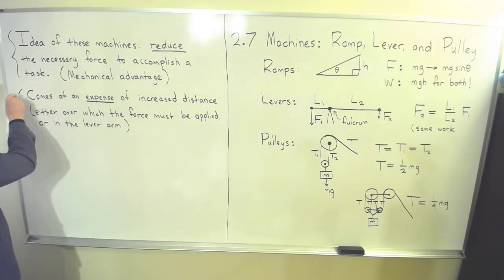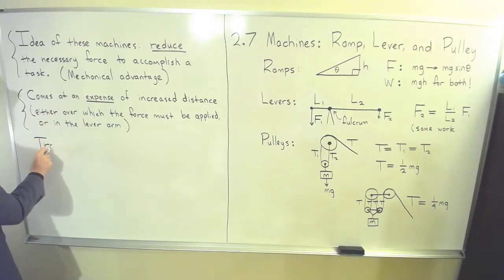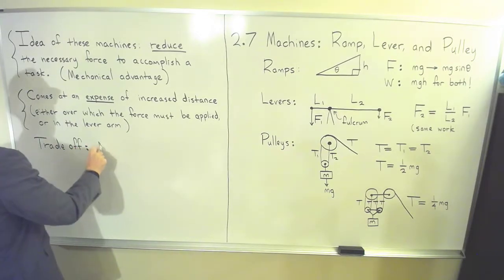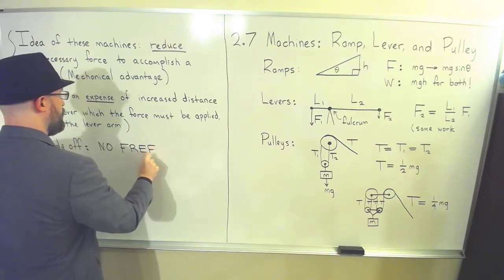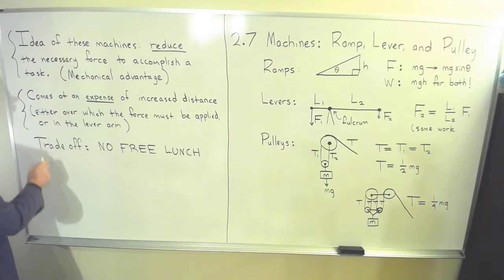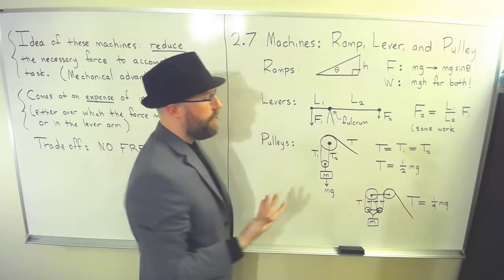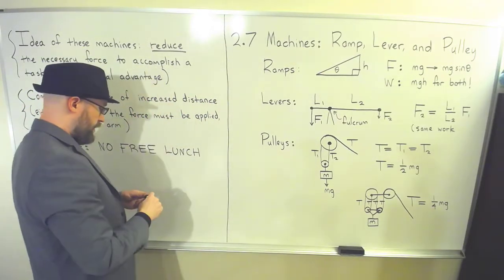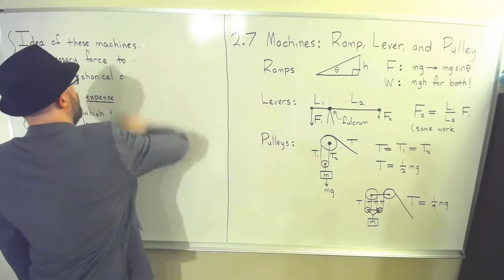Now, when you put these two things together, you see it's a trade-off. So when I say this comes at the expense, what machines are is giving you a trade-off. And an expression that you could associate with this is that there's no free lunch. You can't get something for nothing. Yeah, you can reduce the force involved, but it comes at the expense of increasing the distance. So let's talk about these machines individually now and see how they work.